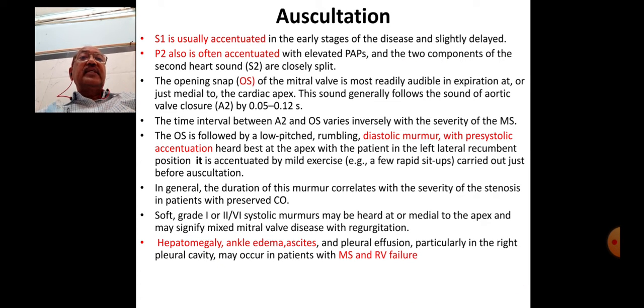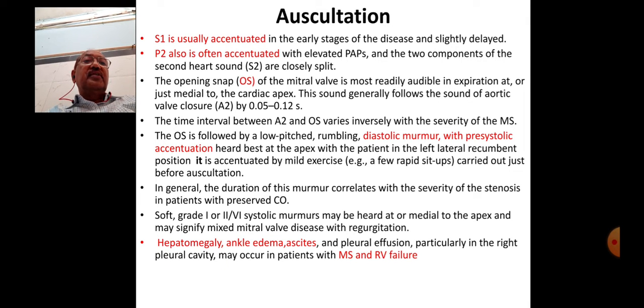On auscultation, S1 is usually accentuated in the early stages of disease and slightly delayed. P2 also is often accentuated with elevated PASP, and the two components of the second heart sound are closely split. The opening snap of the mitral valve is most readily audible in expiration at or just medial to the cardiac apex. This sound generally follows the sound of aortic valve closure. The time interval between A2 and OS varies inversely with the severity of MS.